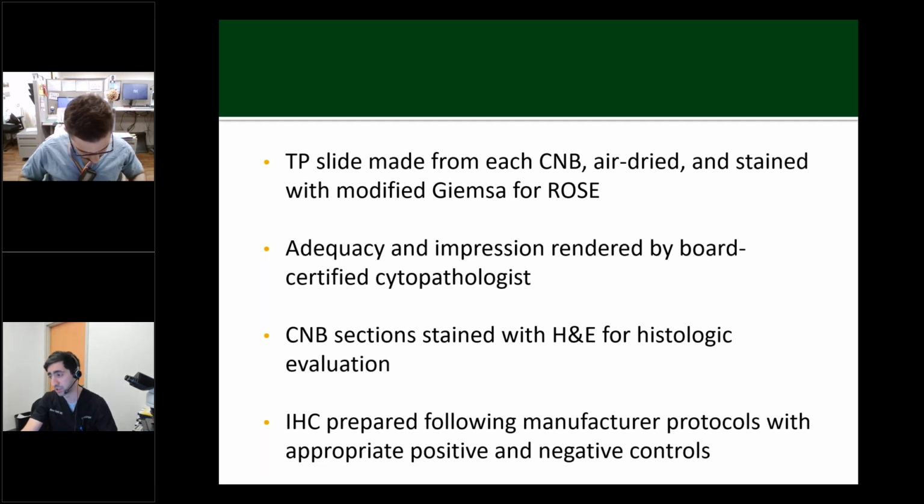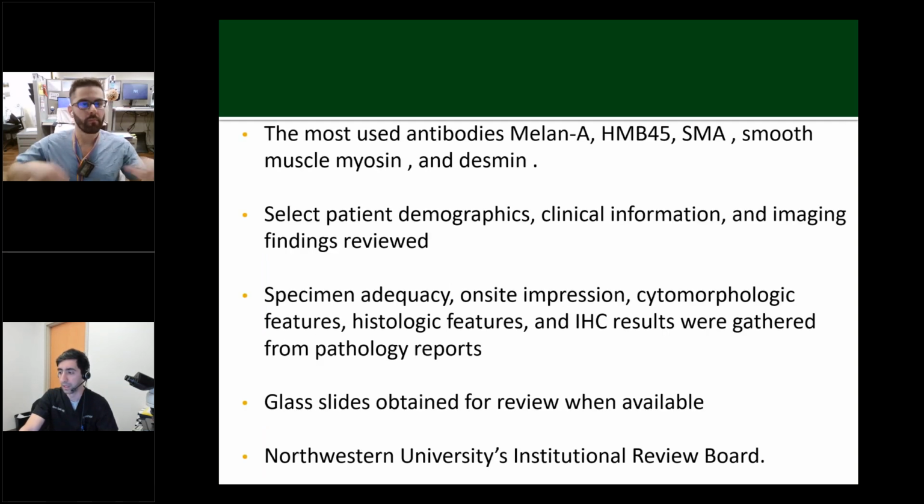Then the histology sections of the core needle biopsies were stained with H&E, allowing for detailed examinations. And additionally, IHC was performed using appropriate positive and negative controls. The key antibodies utilized in the IHC analysis to diagnose angiomyolipoma include those against Melan-A, HMB45 antigens, as well as SMA and desmin.